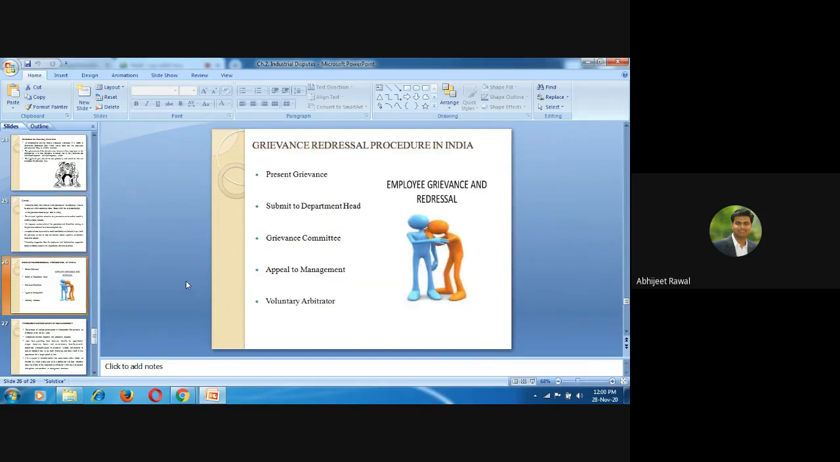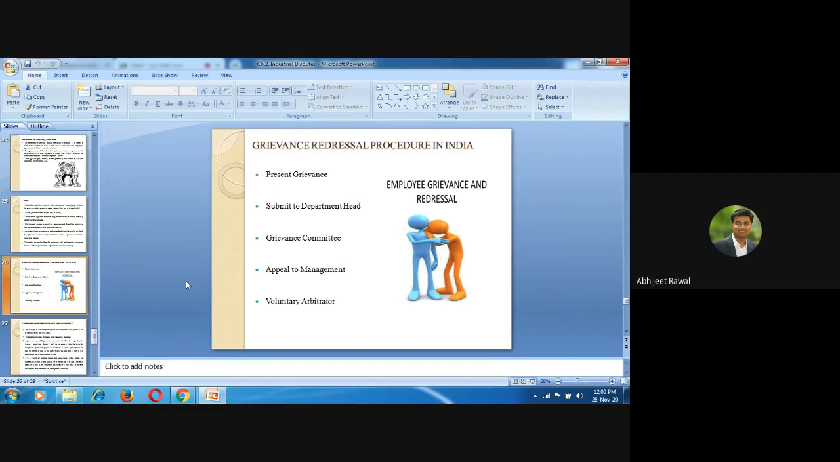So there's a procedure. Whenever you talk about grievances, the grievance redressal procedure is always there. First, present the grievance. The first and most important part is that you need to present the grievance to your authority, to your superior. First, this is the level of presenting the grievance, then submit to the departmental head, grievance committee, appeals to management and voluntary arbitrators.